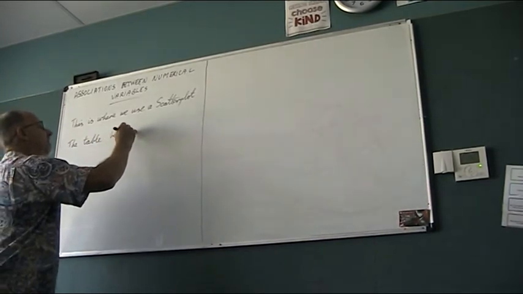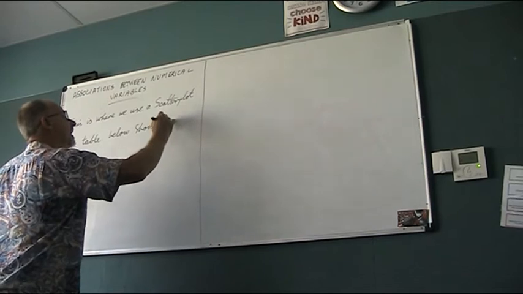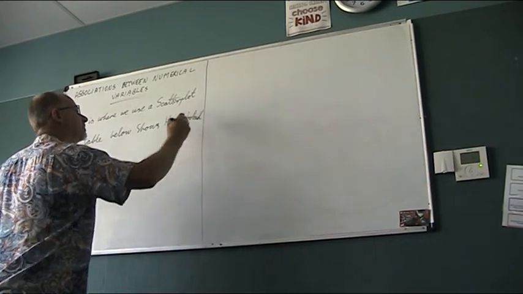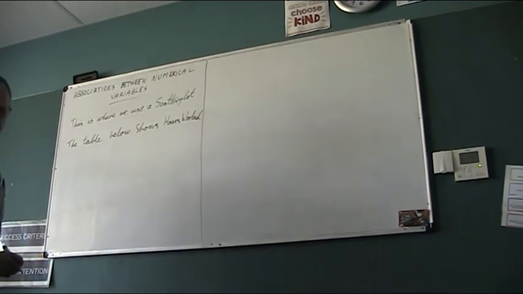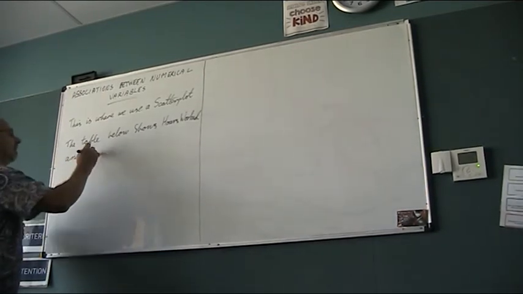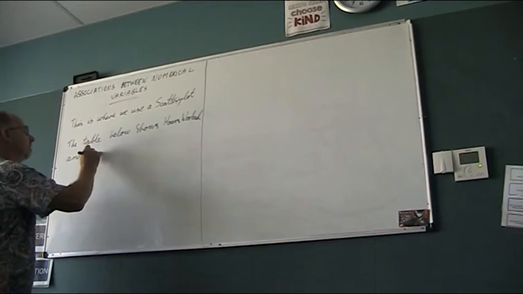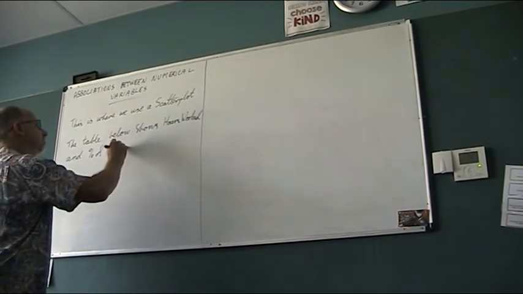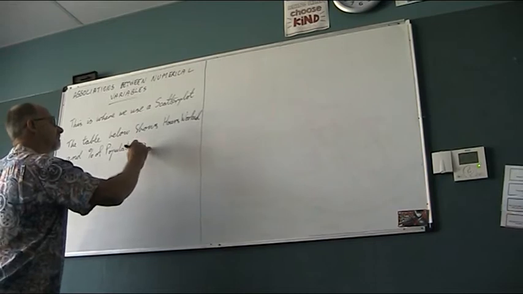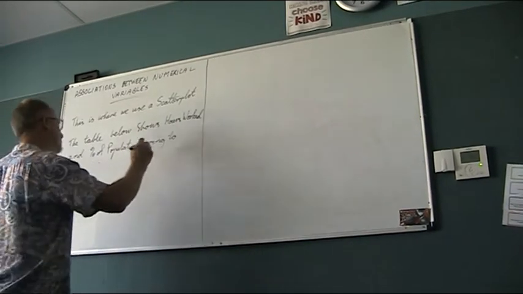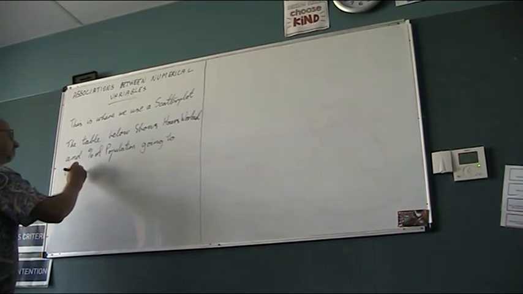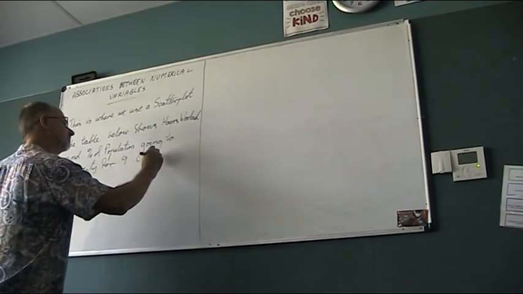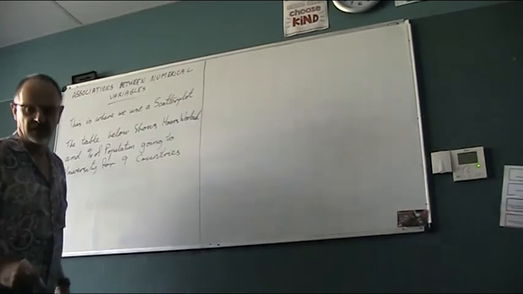So the table below shows hours worked. So it's one of our variables against percentage of population going to university for 9 countries. All right.